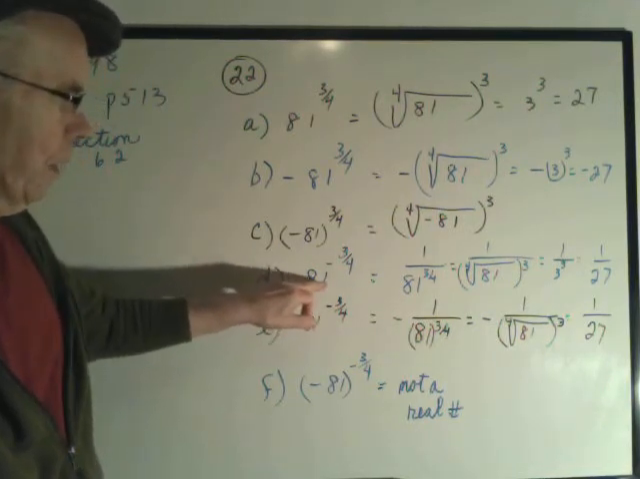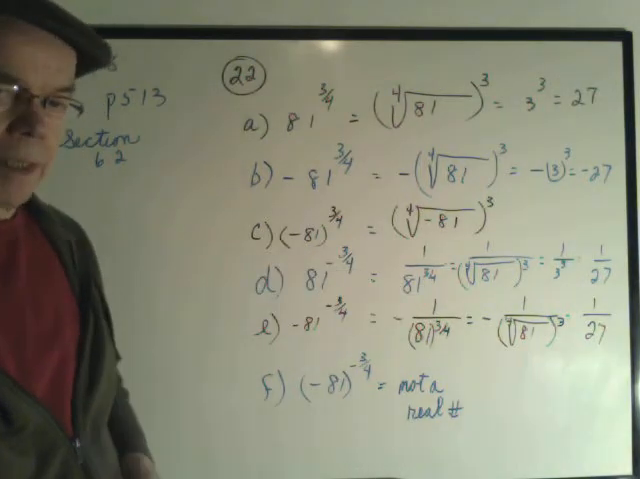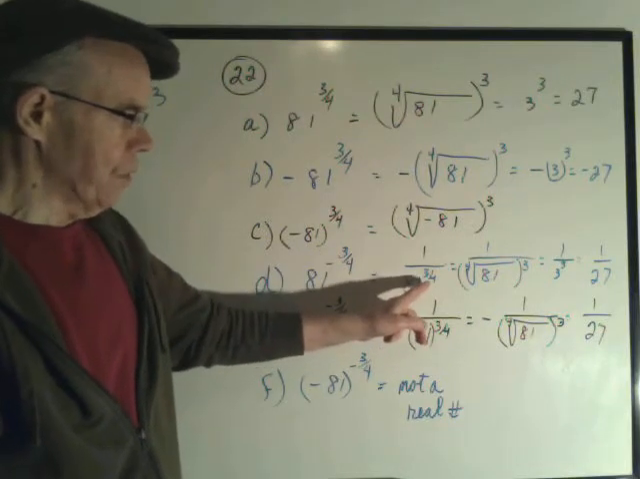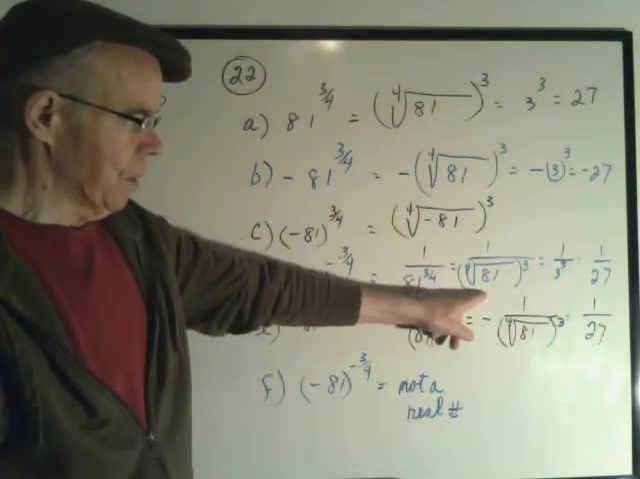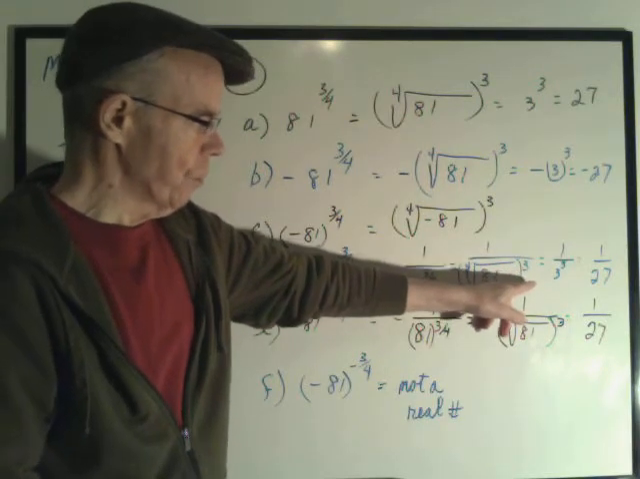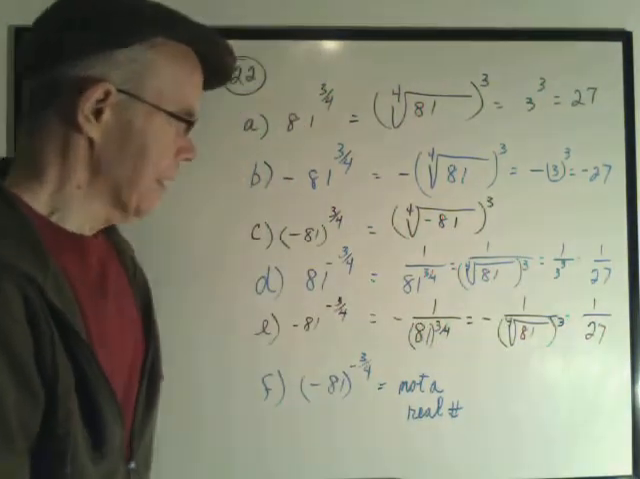Here you have 81 to the negative 3/4. The negative sign tells me I'm going to put it in the denominator. So it becomes 1 over 81 to the 3/4, which gives me the 4th root of 81 cubed. The 4th root of 81 is 3, and cubing it is going to be 27.